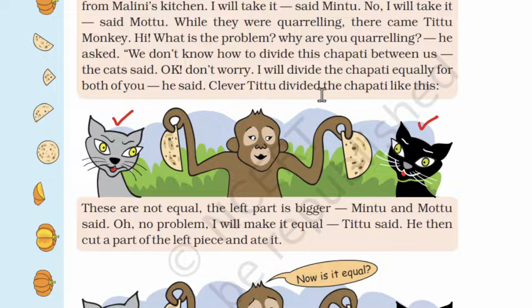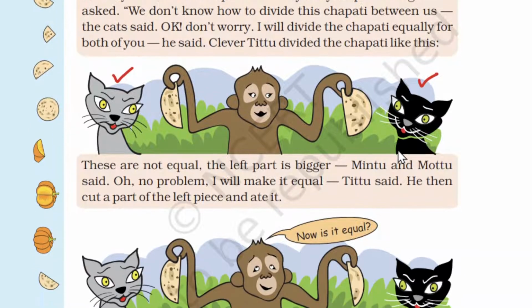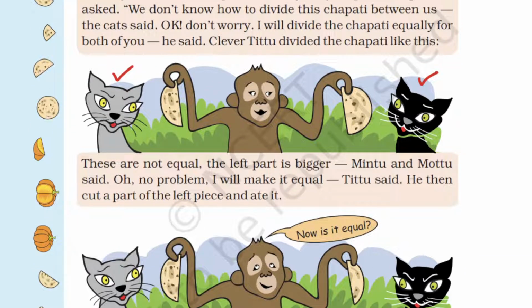Clever Tintu divided the chapati like this. So look at this. This is a whole chapati. So imagine that this is a whole chapati. And if you cut this chapati into two equal parts, one part and second part, you will get two halves. So see the monkey holding one half in one hand and another half in another hand. Both are equal in size.